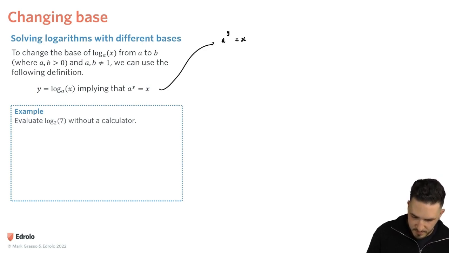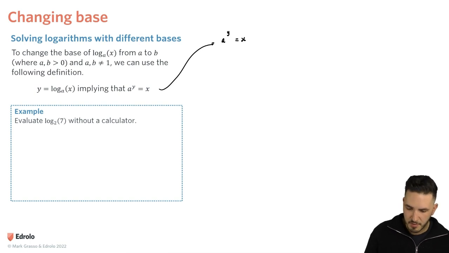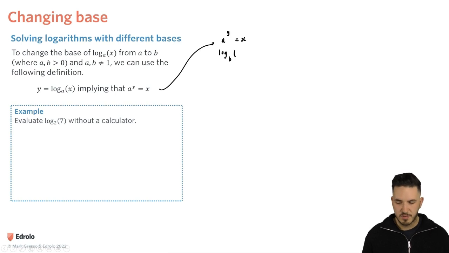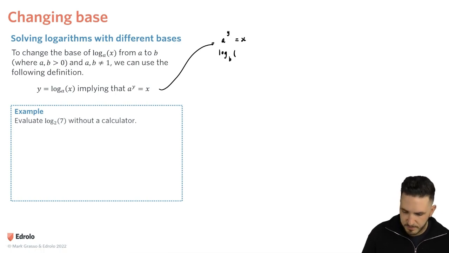So we're coming up from here. Take log b of both sides. You can do that because, again, you're doing it to both sides, so that's okay. It's equivalent on each side of the equation. So log b of a to the y equals log b of x.